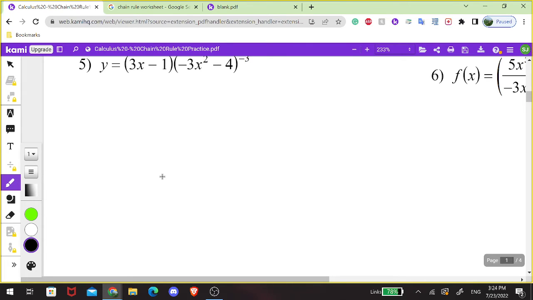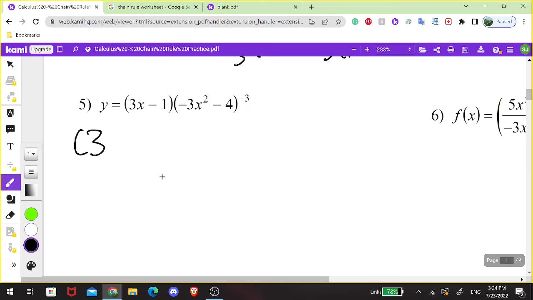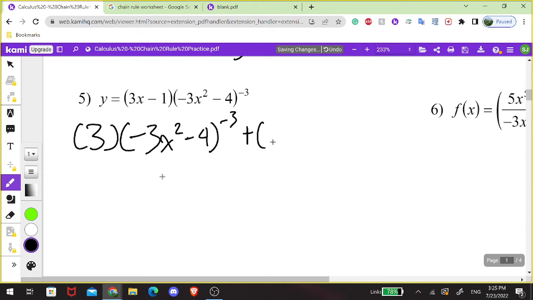All right, number 5. Product rule again. We have the derivative of the first term. 3x minus 1 is just 3. We don't need to use chain rule on this term because it's just itself. The g of x, which is this, is not being manipulated in any way or form. So it's just 3 times the normal of the second term plus the normal of the first term, 3x minus 1, times the derivative of the second term. Now let's take the derivative of this.